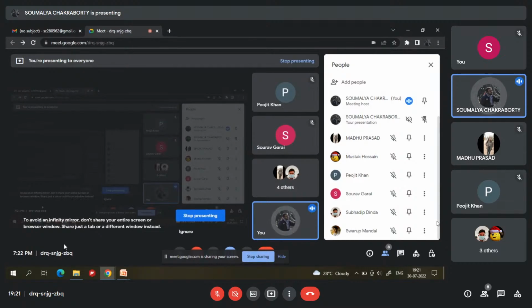And for solubilization, the adhesive force of interaction between the solid and the solvent must be higher in comparison to the cohesive force of interaction between like molecules, that is AA and BB. So AB must be higher in comparison to AA and BB. Is it clear? Yes, sir. Great.